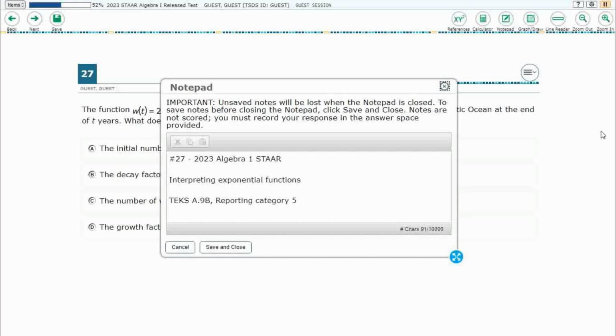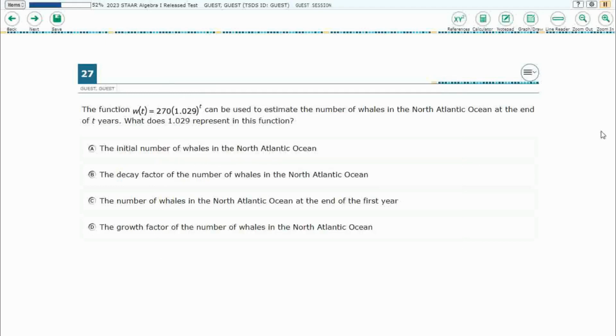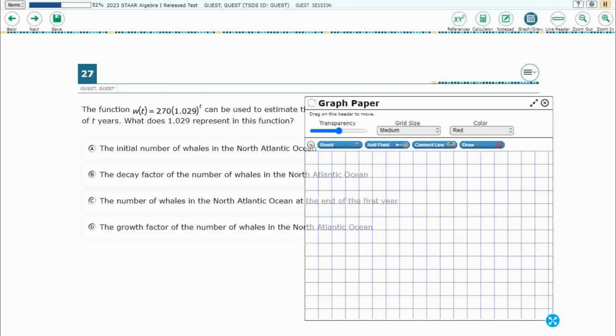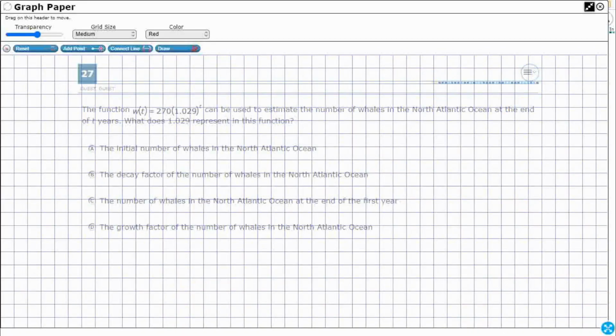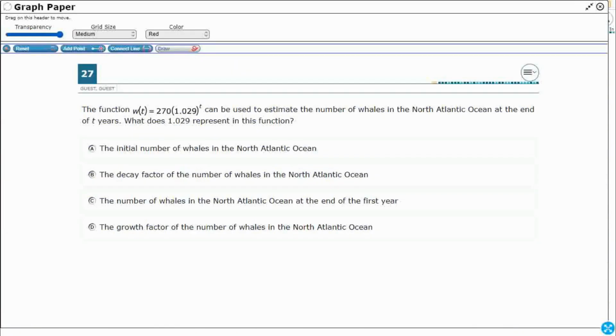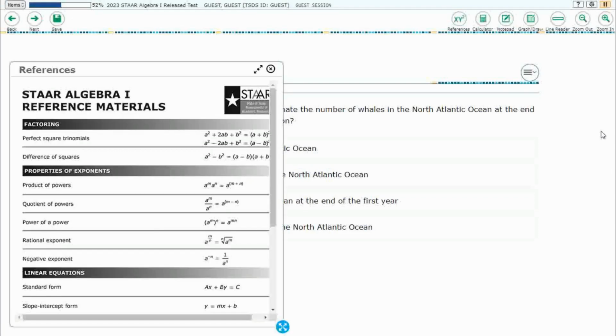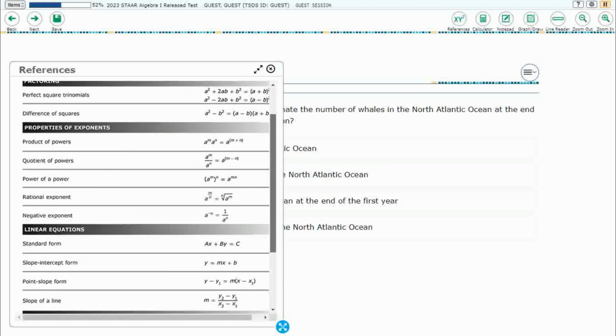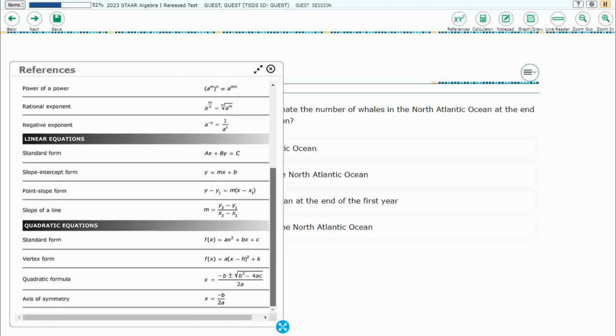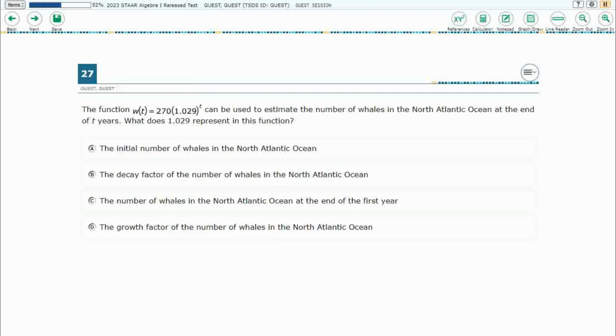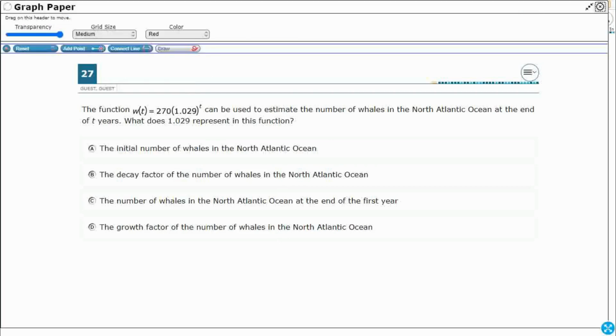So for number 27, we are looking at interpreting exponential functions, reporting category 5, TEKS A.9b. So we have this exponential function, and it is just asking us what one of the terms actually means. Here's the thing with exponential functions: we don't see anything on our reference materials. We're going to see factoring, properties of exponents, linear equations, quadratic equations, nothing about exponentials. So we need to bring that into the STAAR test with us.